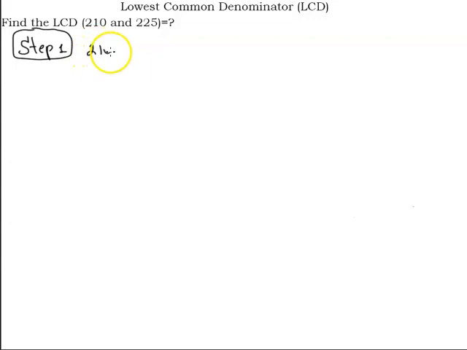So 210. Recall what it means to factor a number completely. It means I will need to rewrite this number as a product of prime factors. And I do use a tree, a number tree. It's the visually easiest way for me to factor a number.